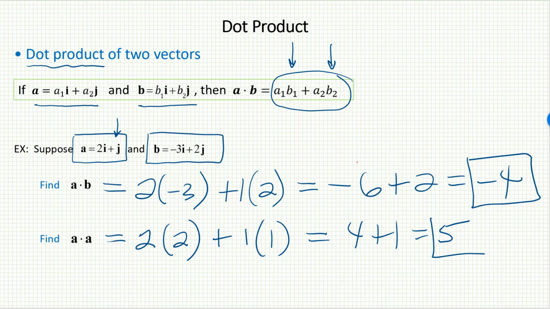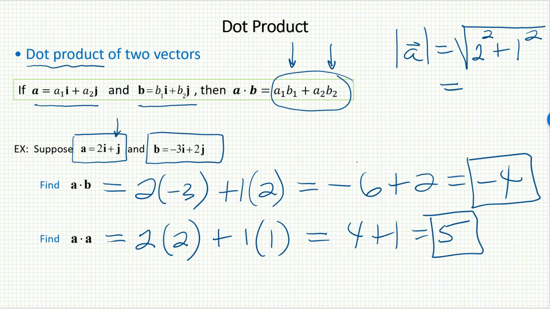And you say, well, why is that interesting? Well, take a look at the magnitude of vector A. We have a formula for that, don't we? The magnitude is the square root of the horizontal component squared plus the vertical component squared. And when I work that out, I get square root of 5. You can see that essentially similar calculations were done. Here's the 2 squared, here's the 1 squared. The only difference is with the magnitude, I ended up with the square root of 5 instead of just 5.